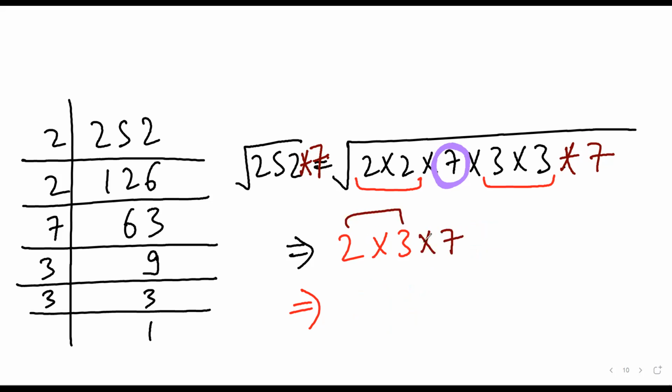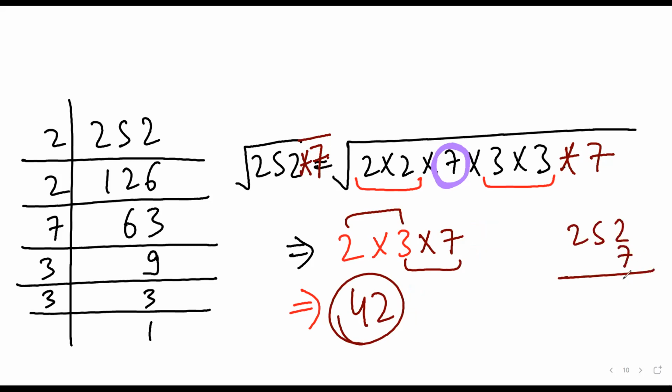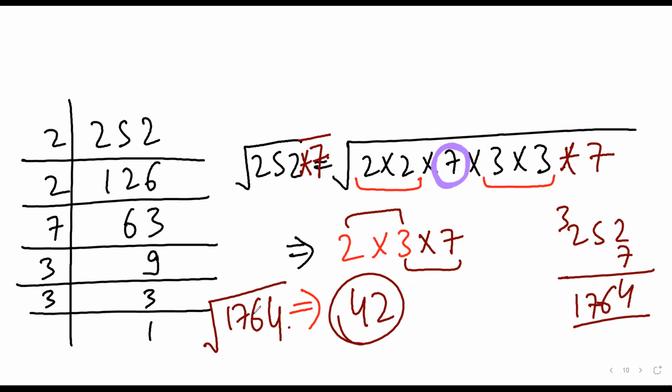Okay, no problem. 3 sixes, 7 threes are 21, 42. Mr. Sarthak, we have a doubt. No, sir. So the number would be 7 fours are 28, 7 fives are 35, 36, so 1764. 1764. So the square root of 1764 would be 42. Mr. Sarthak, have you understood?